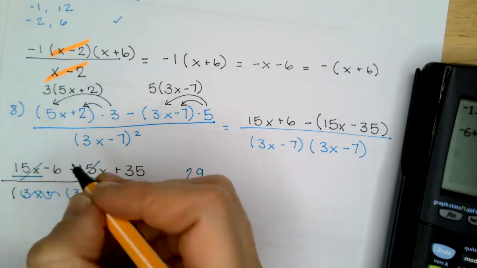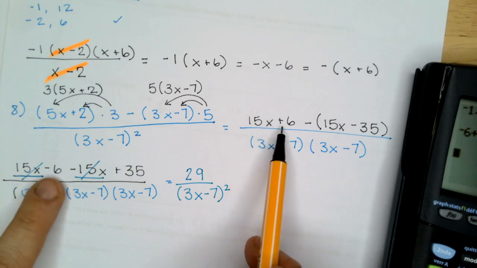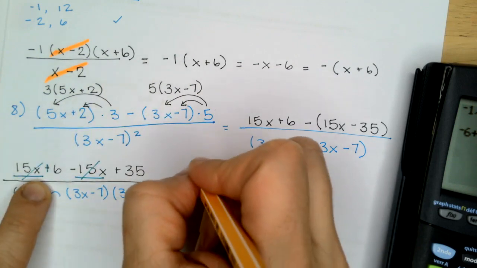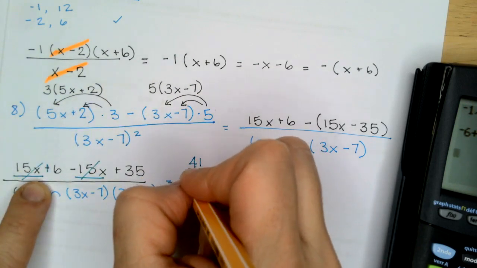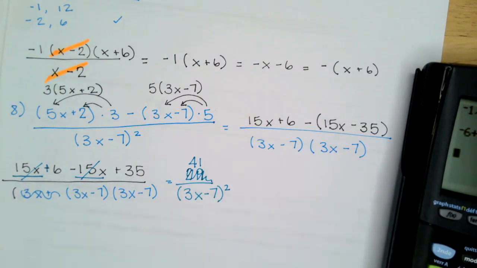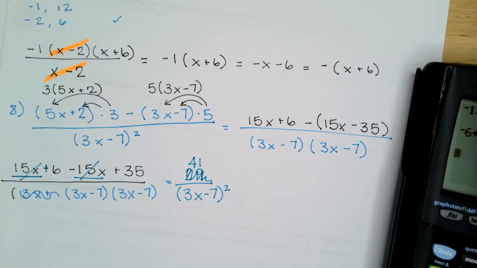Guys, I made a mistake. When I was rewriting 15x minus 6, it should be a plus 6. So that is actually 41. See, just because you get it wrong doesn't mean you don't understand it. I get things wrong a lot. All right, moving on to number 9.